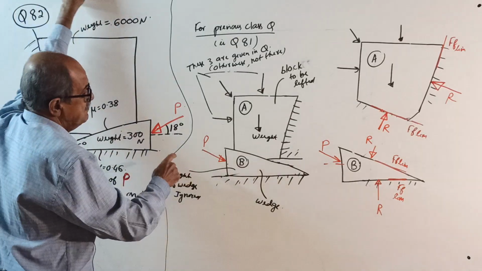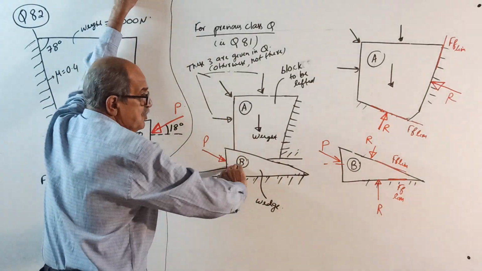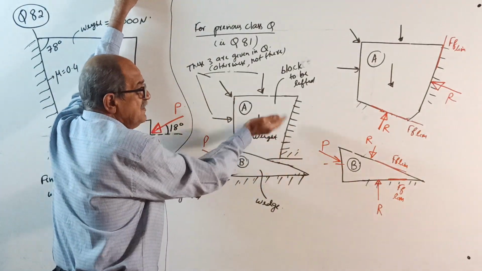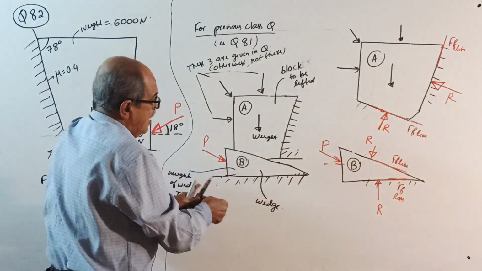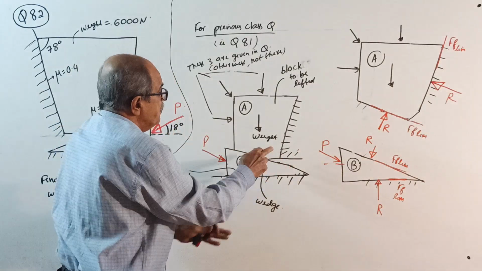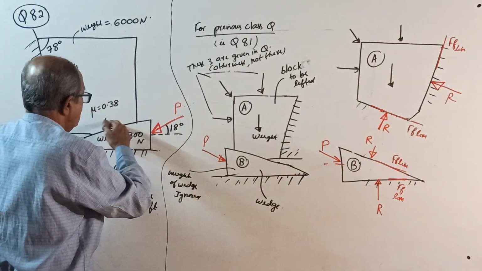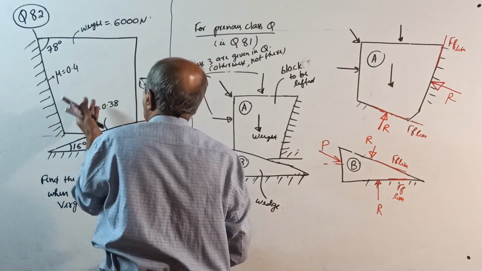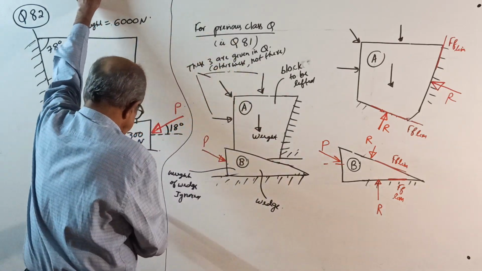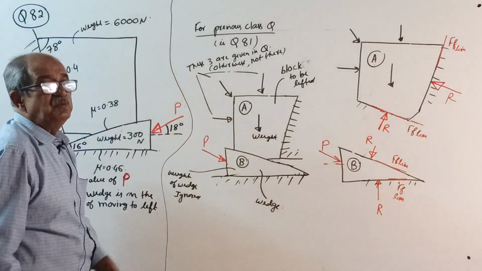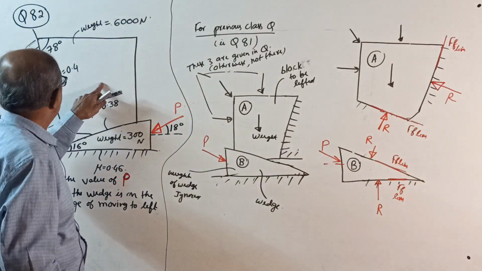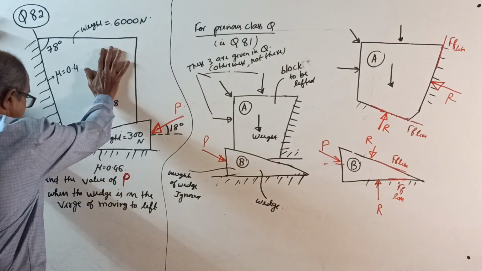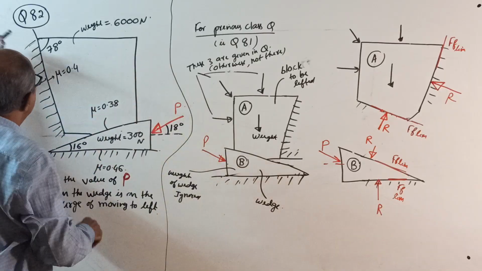Last time, the wedge was moving to the right side. When you apply force this way, as the wedge moves to the right side, the block gets lifted. Today also, when the wedge moves to the left side, the block gets lifted. So the question they can also ask is the least value of P required to lift the weight. This is the block. This is the weight.